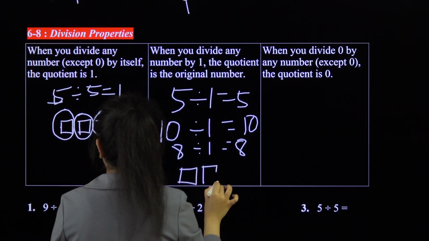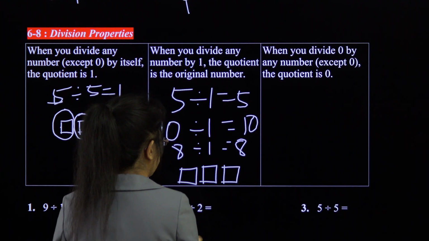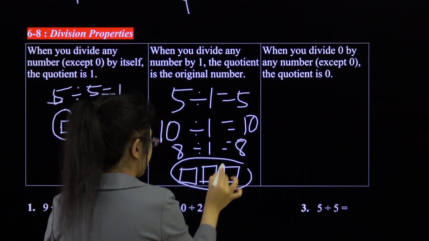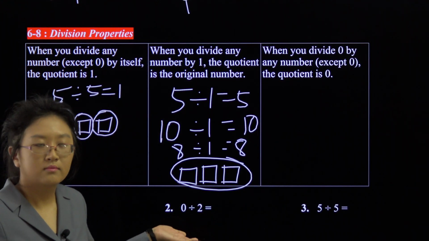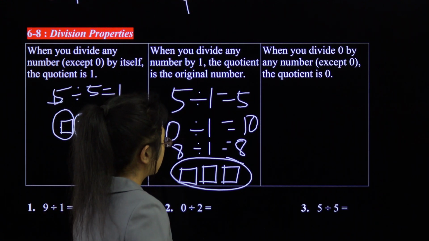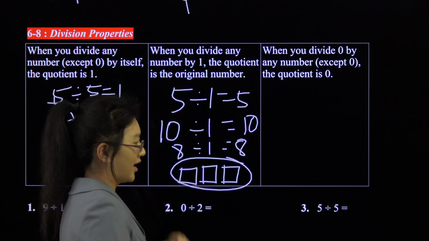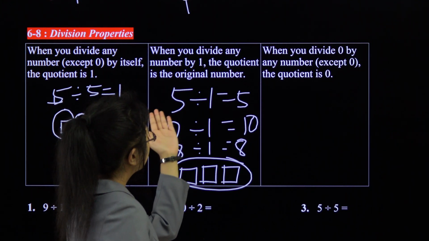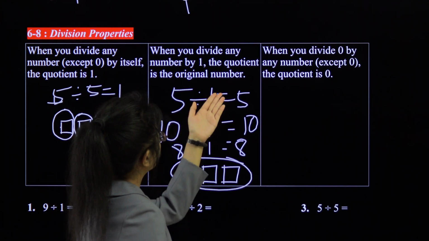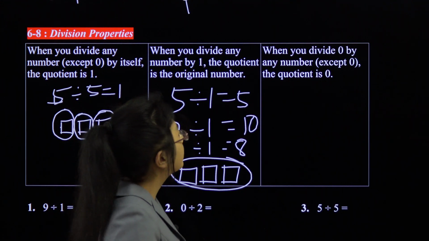Now we're going to have the 3 rectangle square thingies again. And if you just divide it into one big group, well, you get the idea. The total number of things will all be in that one big group, so the quotient will end up being the original number.